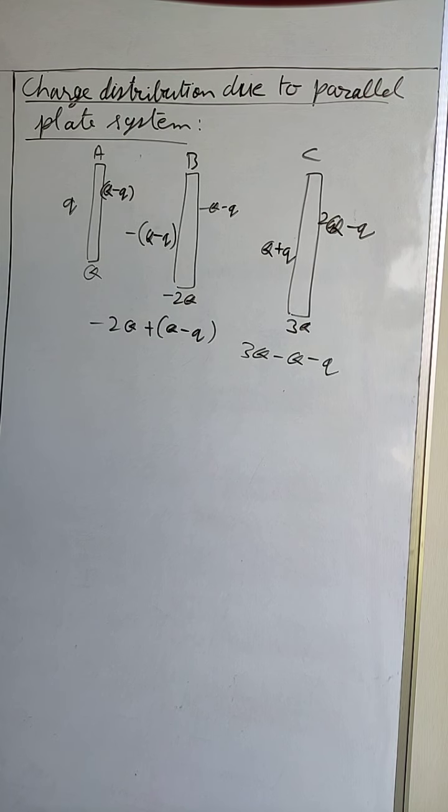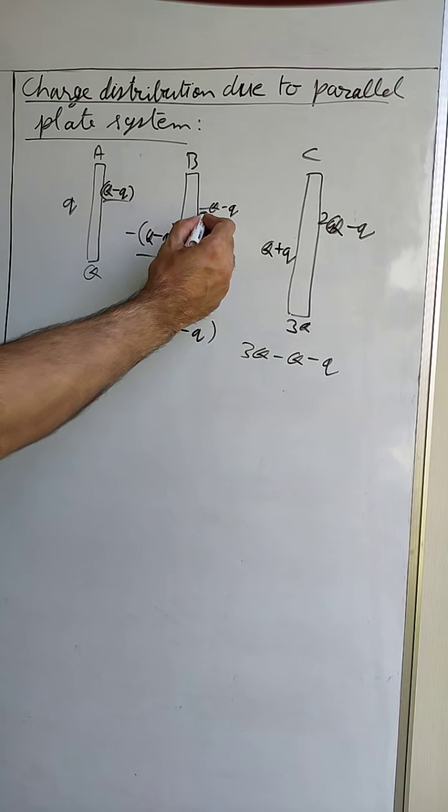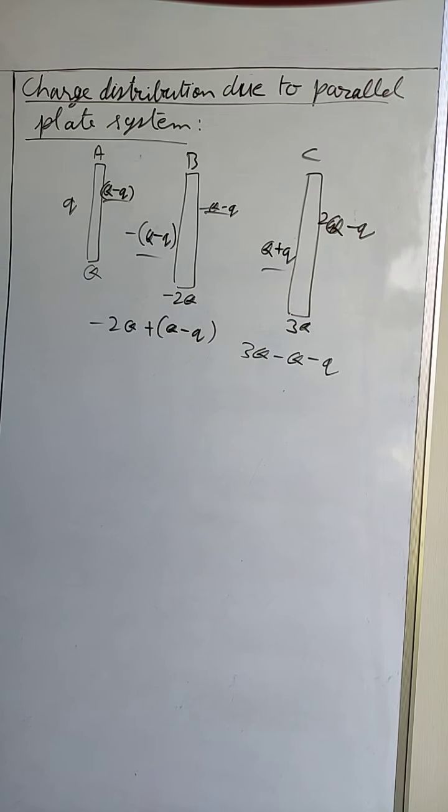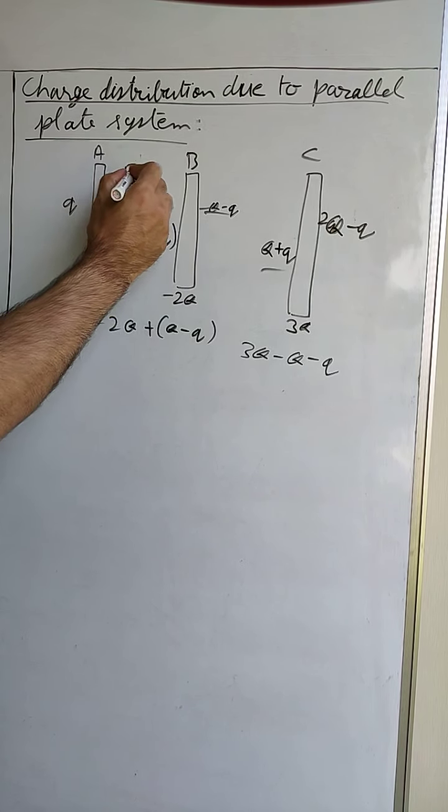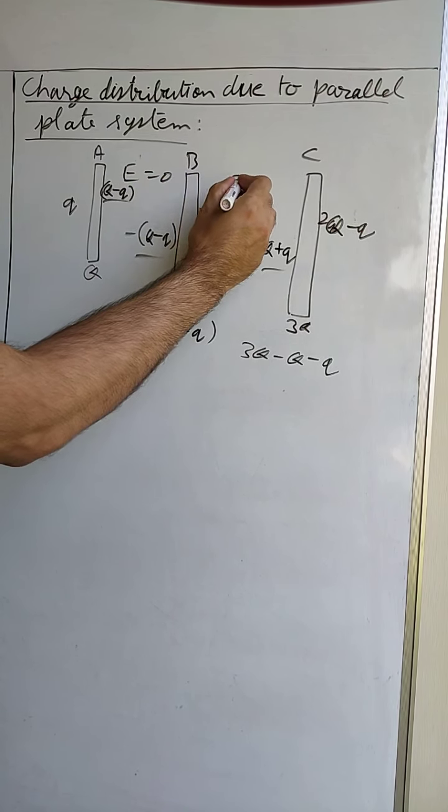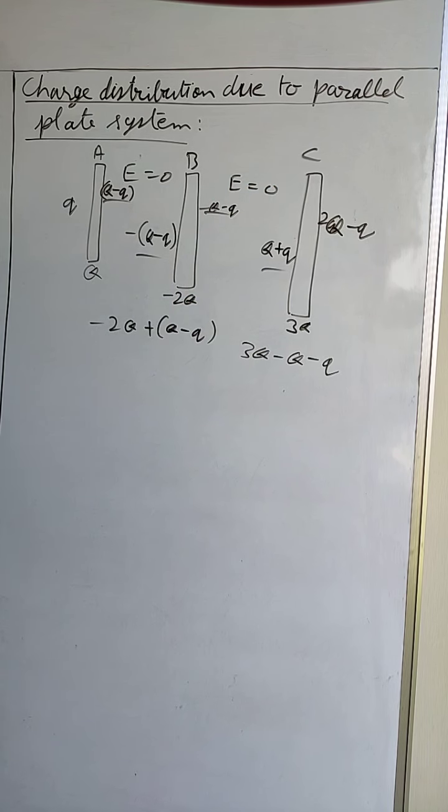So what we have understood here, and what we need to keep in mind, is that in a system of parallel plates, the facing surfaces of plates will always carry equal and opposite charges. They will always carry equal and opposite charges, so that the electric field between them is 0, and the only electric field that exists is on this side and on this side of the plates.